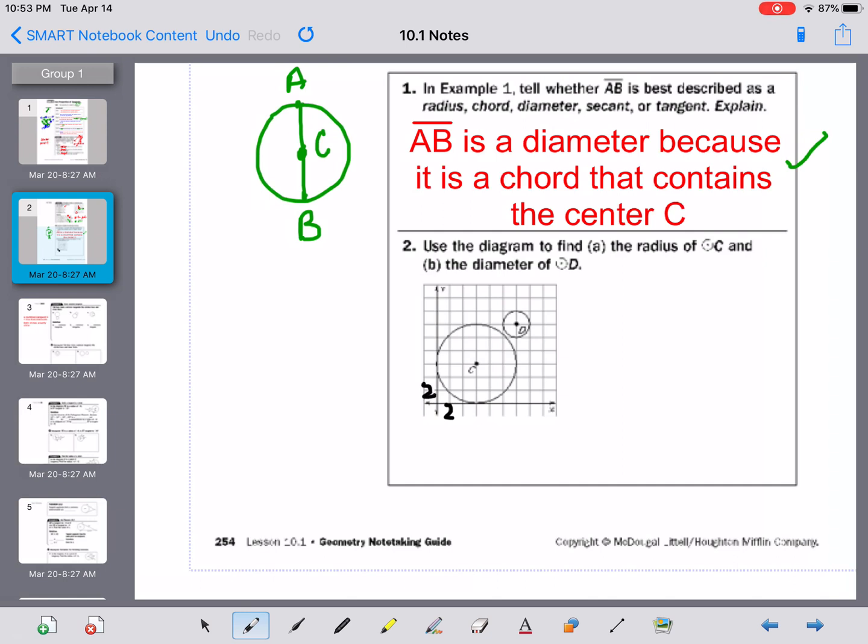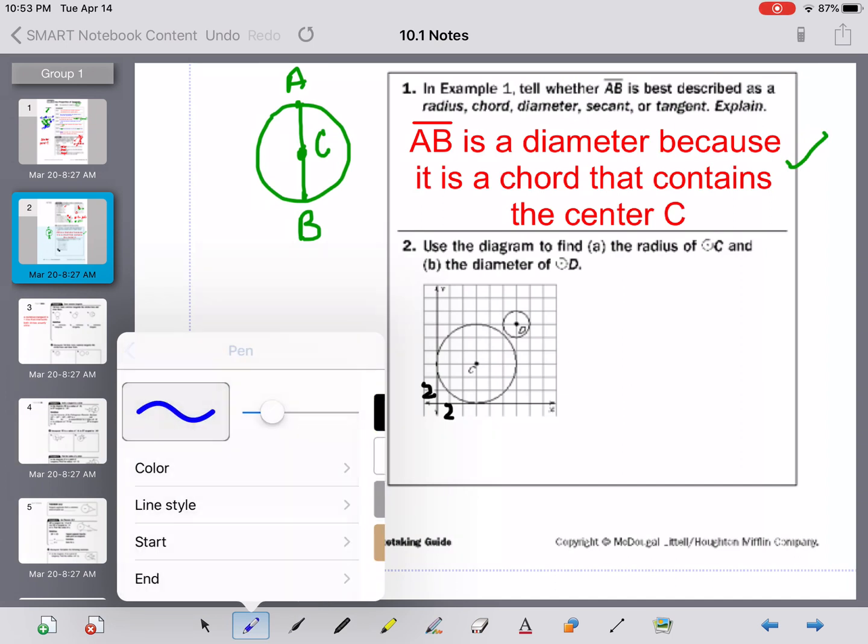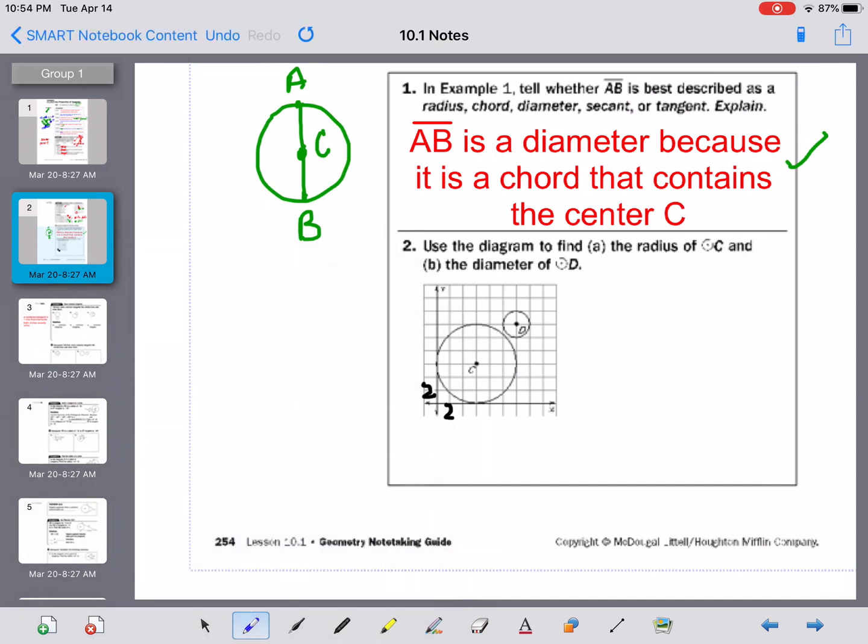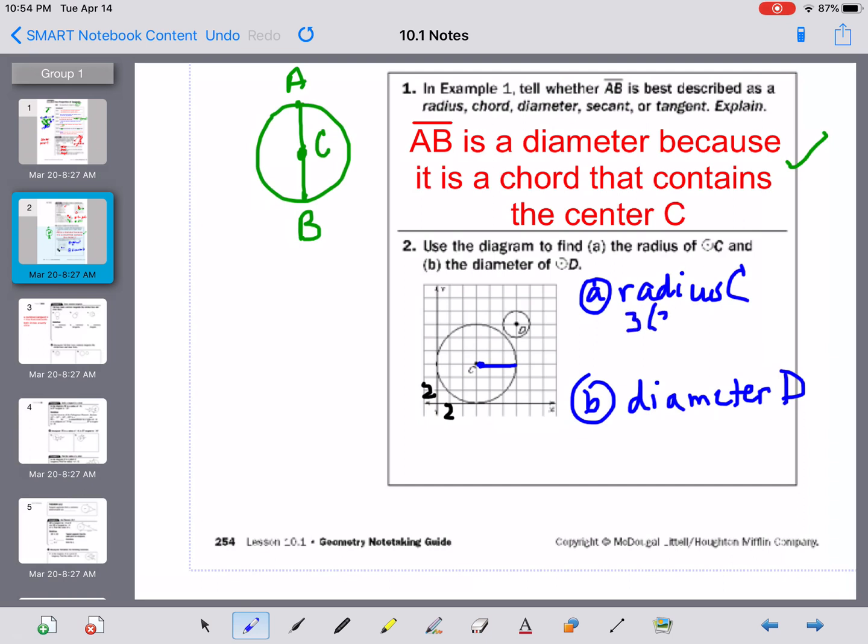All right, so the job we're looking at is we're going to find the radius of C. So A is going to be the radius of C, and then B is going to be the diameter of D. Okay, so starting with the radius of C, circle C here, we go just straight from the center out to get the radius. There are 3 spaces, but because each of the 3 spaces is a number of 2, my radius would be 6.